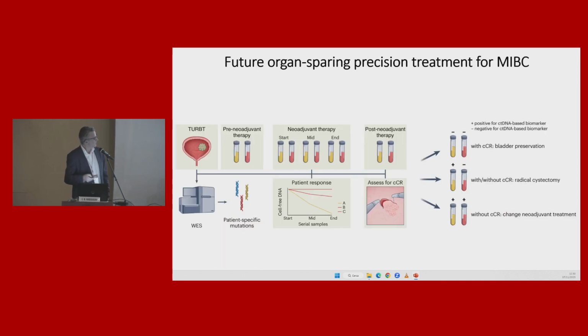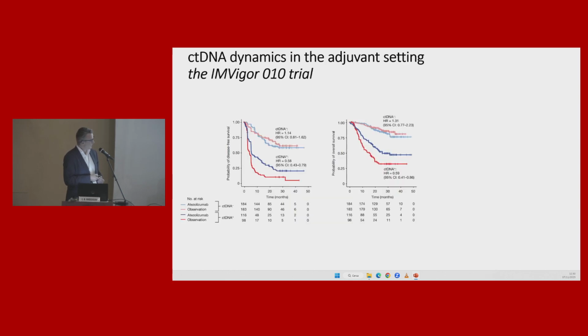So what we would like to use this for, and we discussed it a little bit earlier also, is some bladder preservation approaches. If both urine and plasma are negative, then it may be used for bladder preservation. If blood is positive, then it may be a radical cystectomy, or if both are positive, then we may change treatment regimens for the patients. So it's something we need to look more into.